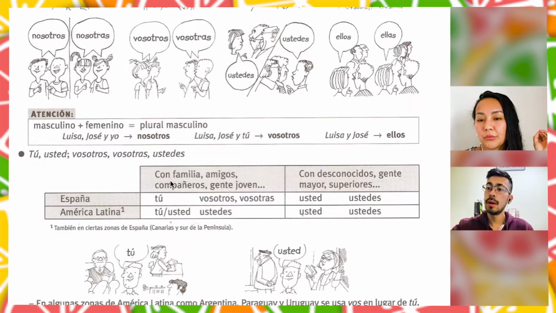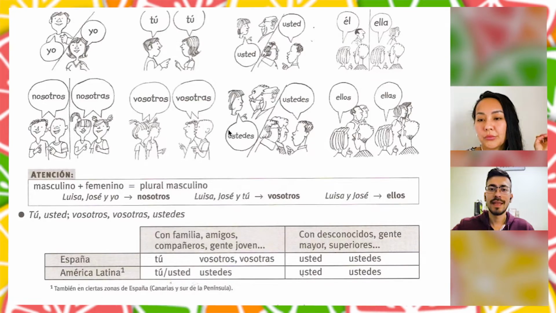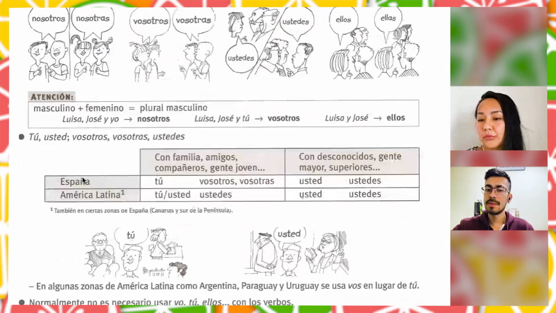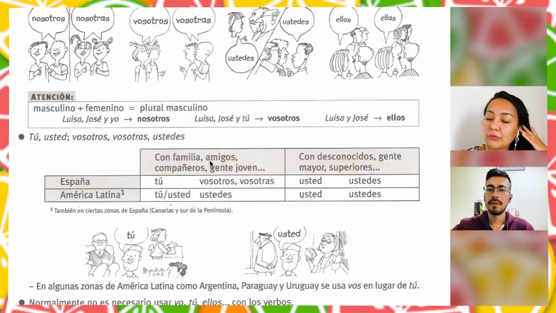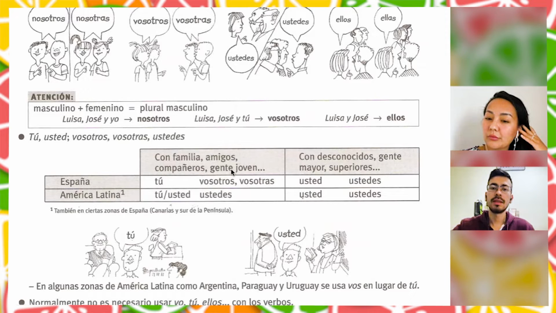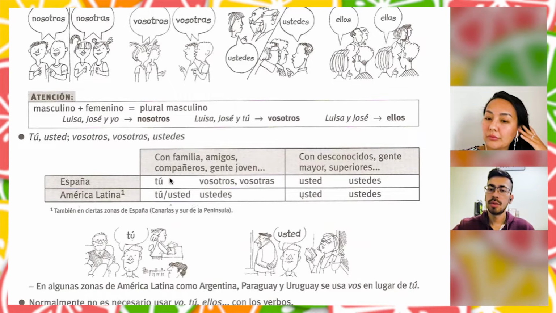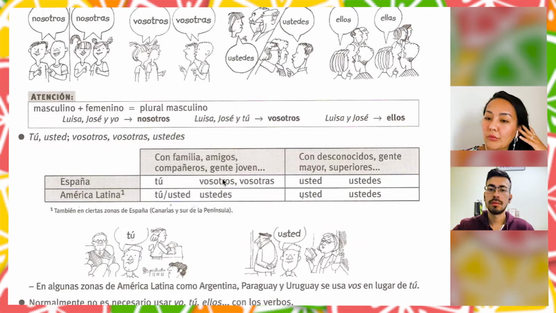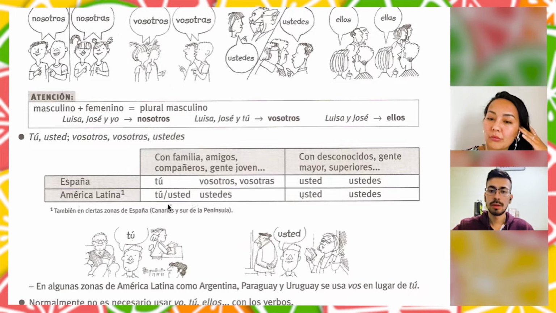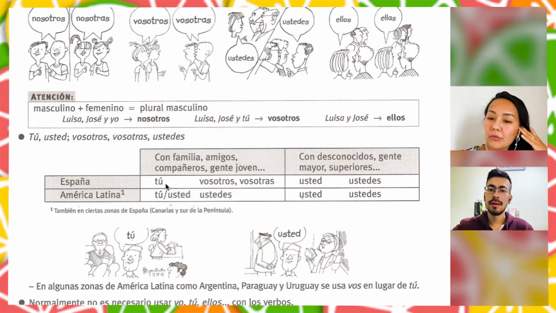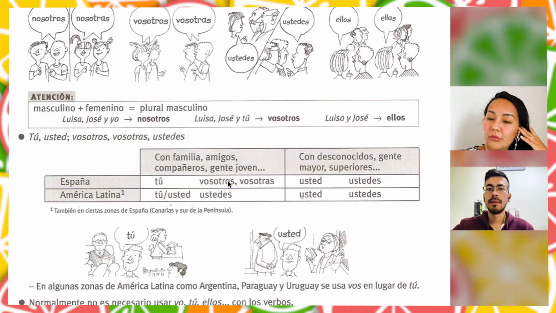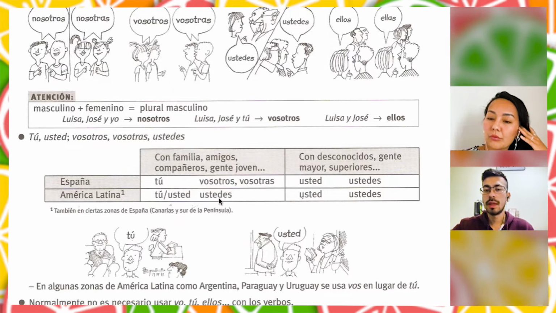So look, we have here a small table. Here we can see where this you is used in Spanish. For example, in Spain, with family, friends, colleagues maybe, and young people, they use tú and vosotros, vosotras. In Colombia, we use tú or usted. You see here, tú or usted with family, friends, young people, and ustedes.